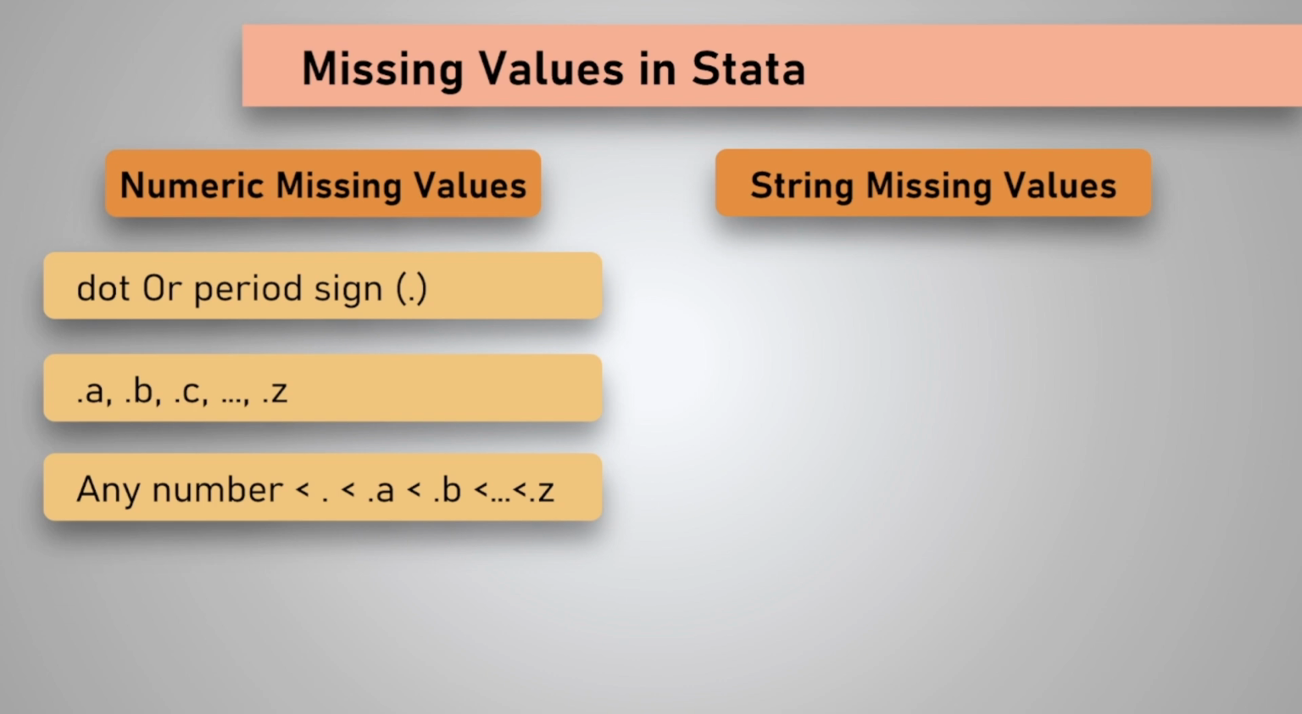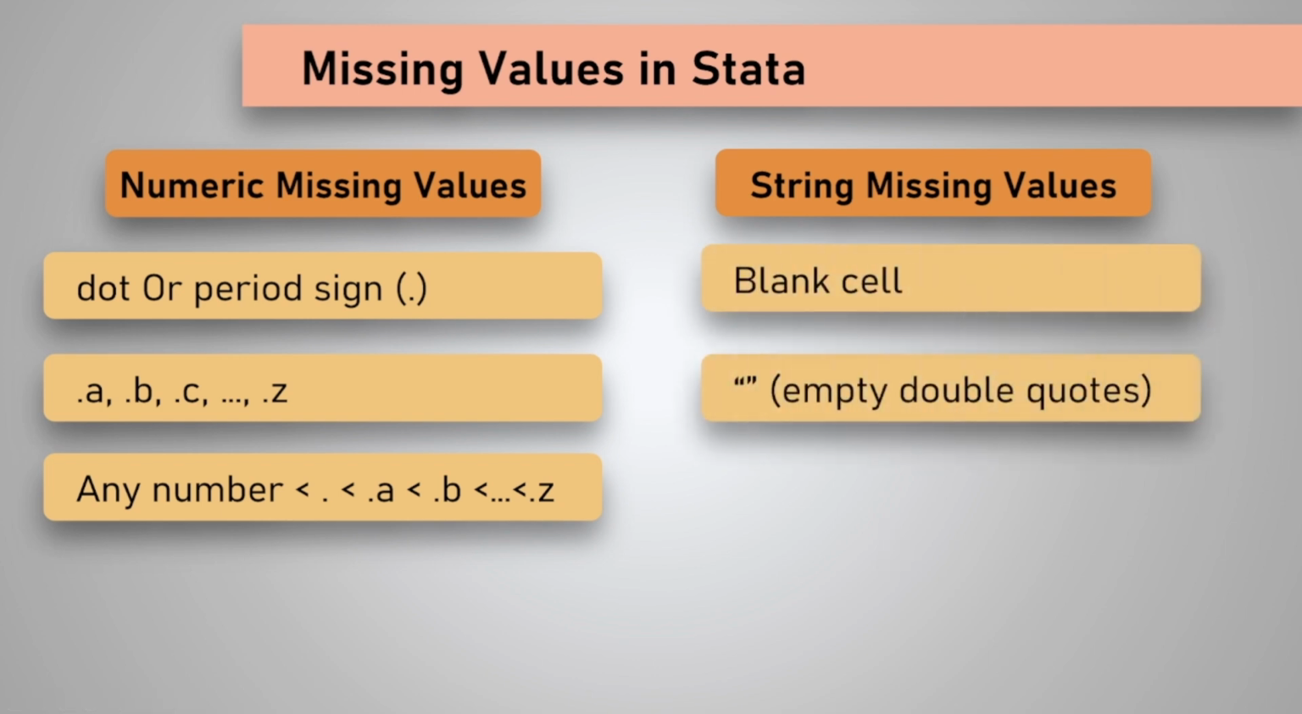Dot A, on the other hand, is considered larger than a single dot missing value, and a single dot missing value is considered larger than any specified number. We do not have these types of missing value codings in our current dataset. String missing values are stored as blank cells alone in the dataset and referred to as a pair of double quotation signs without any space between them whenever we need to type anything related to them.